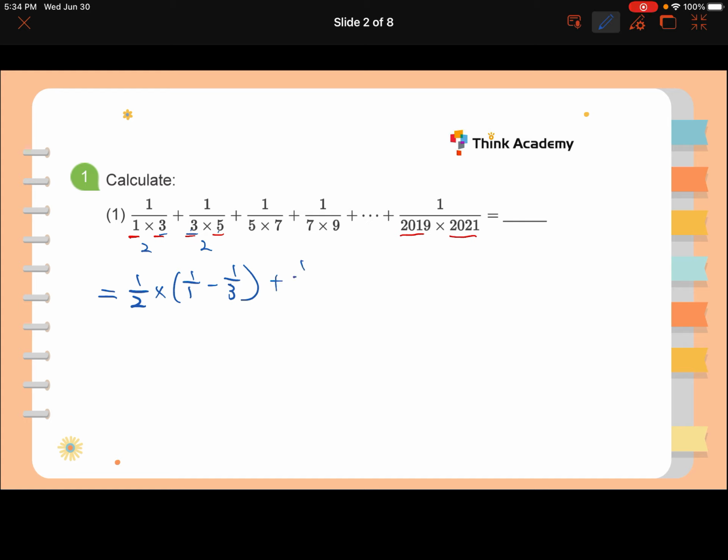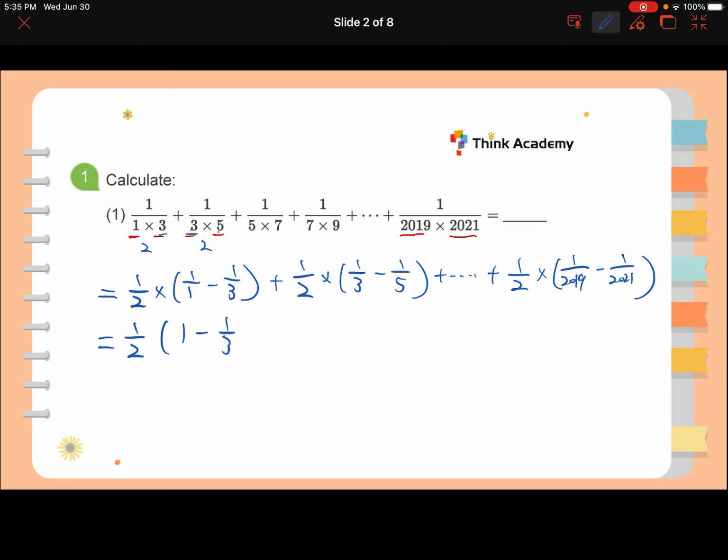The next term, we have 1 over 2 because the difference is always 2, and then multiply by 1 over 3 minus 1 over 5. And it goes on. In the last term, we still have 1 over 2 because the difference is always 2, multiplied by 1 over 2019 minus 1 over 2021. Okay? And now you see that we have a 1/2 in each term. So 1/2 is the common multiple.